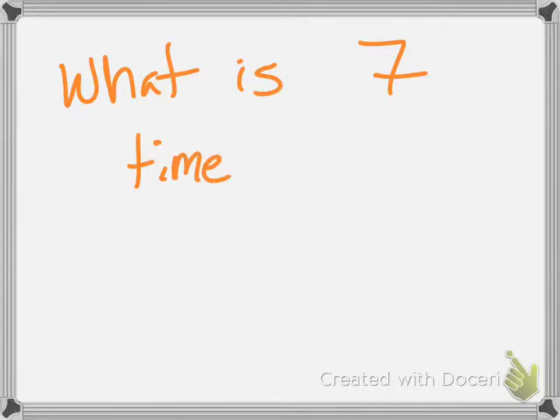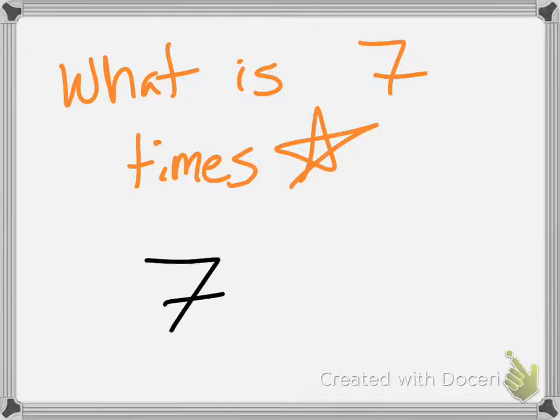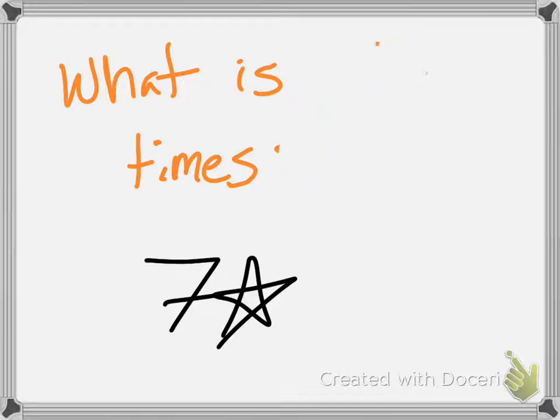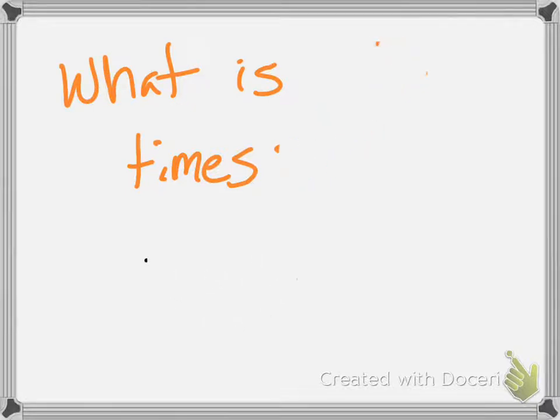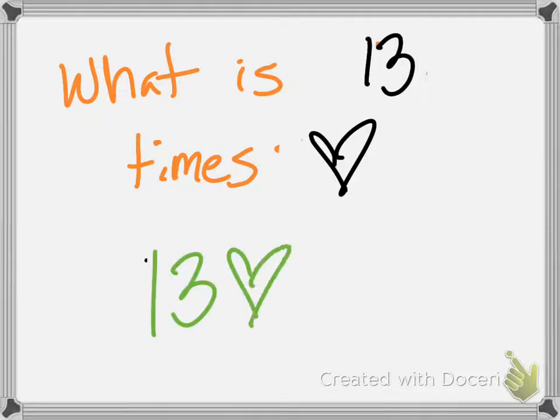Let's look at this again. What is 7 times star? Who would like to answer 7 times star for me? Let's see, Lucas, yes? It is 7 with a star next to it. Perfect. 7 star. That's it. What if I asked you, what is 13 times heart? What is 13 times heart, Dolan? 13 heart. That's it.